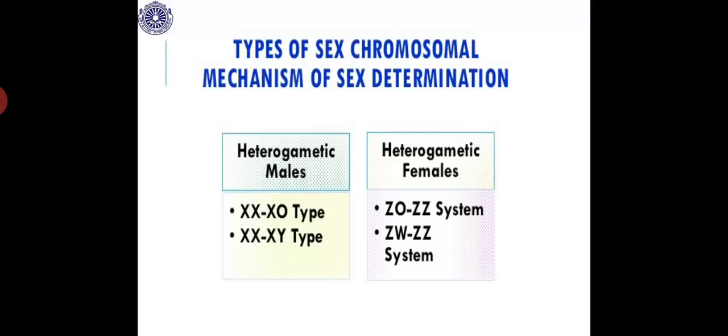Coming to the types of sex chromosomal mechanism of sex determination, the first is heterogametic males and the second is heterogametic females. Heterogametic males include the XX-XO type and the XX-XY type, which we have seen in the previous slide. We have also seen that there are some females which are heterogametic, and the types are the ZO-ZZ system and the ZW-ZZ system. This is with reference to the two types of sex chromosomal mechanism of determination.